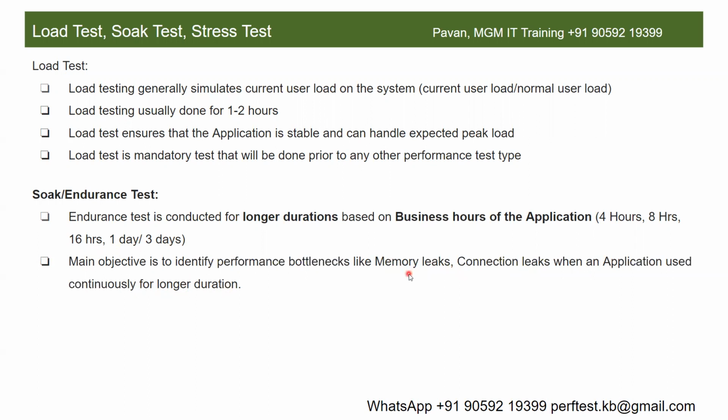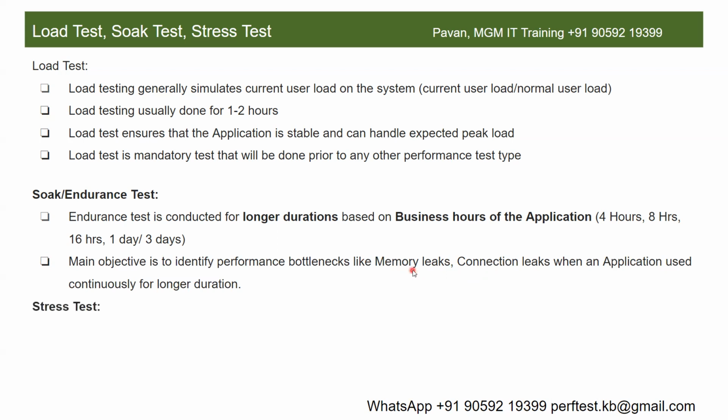We'll discuss that in detail. What is a memory leak? What is a connection leak? But for now, remember that the main objective of doing soak test is to find out any memory leaks or connection leaks. I will explain what a memory leak and a connection leak are once we complete scripting. Then we will discuss this one.